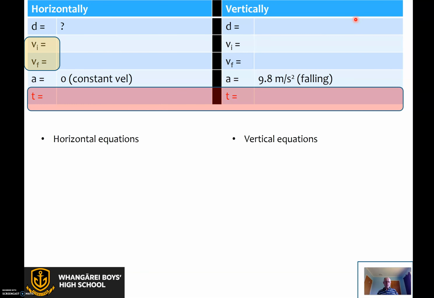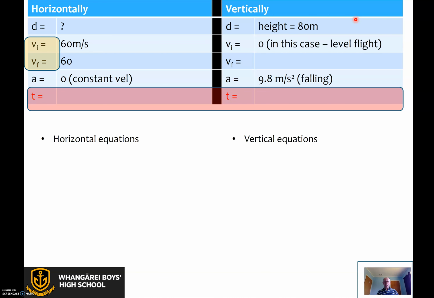And what I do here is I start writing in what I know, what I don't know, what I'd like to know, plus what I don't care about. So I'd love to know the horizontal distance. That's the reach, that's how far back she has to drop the parcel from. The initial horizontal velocity is 60 meters per second, and so is the final horizontal velocity because there's no horizontal acceleration. Vertically, it's the height, which in this case is 80 meters.